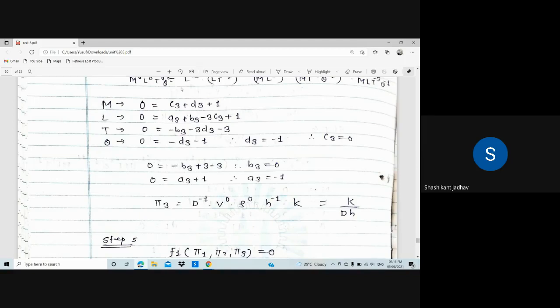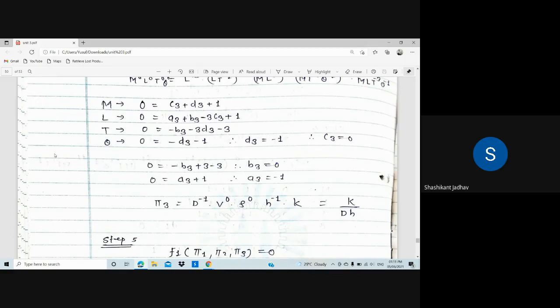Okay. So what is the value of a3, b3, c3, and d3? a3 is equal to -1, b3 is equal to 0, c3 is equal to 0, and d3 is equal to -1. Okay. All of you get the answer. We have to equate the powers of M, L, T, and theta. From that we get the equations, and by solving the equations we get the values of a3, b3, c3, and d3. So a3 is equal to -1, b3 is equal to 0, c3 is equal to 0, and d3 is equal to -1.